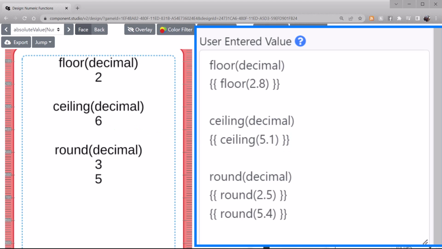The round function is similar, except it rounds to the nearest whole number. So, round 2.5 returns 3, and round 5.4 returns a 5.